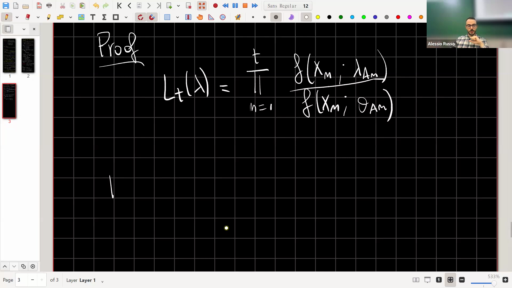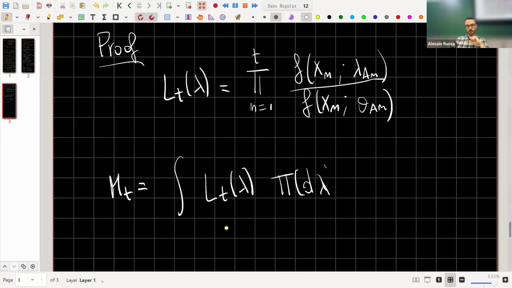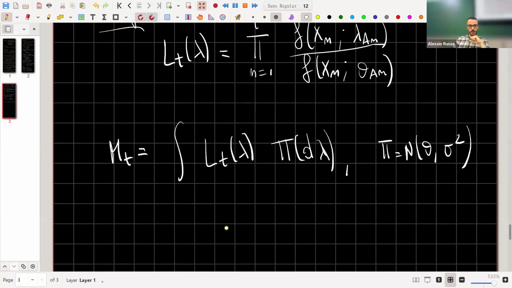So the mixture that we will consider, M_t, is an integral over values of lambda. And here we denote the prior by pi. We are going to use as prior distribution a Gaussian with mean theta and variance sigma squared. But first we need to show that L_t is a martingale.